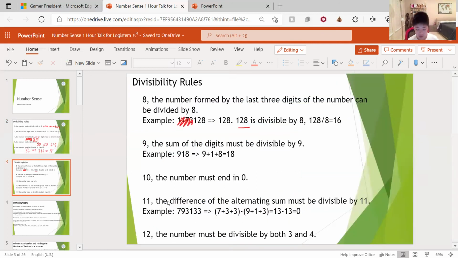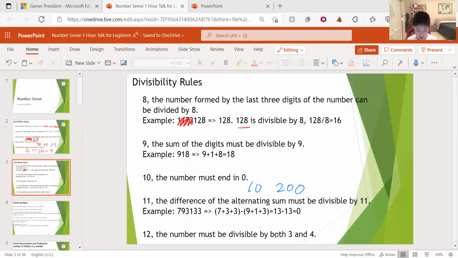And then we have 9. For 9, the sum of the digits must be divisible by 9. For example, 918, we convert it into 9 plus 1 plus 8 equals 18. And since 18 is divisible by 9, 918 must be divisible by 9 as well. So for 10, the number must end in 0. This is pretty straightforward, like 10, 200, and other numbers like that.